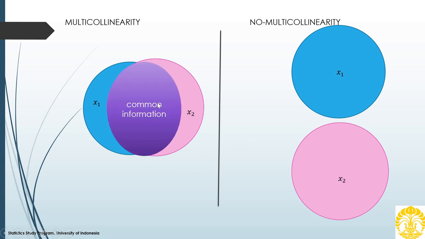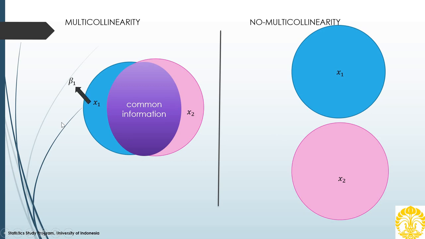Okay. So let's say here the purple one is the common information shared by x1 and x2. The blue part here is only explained by x1, that cannot be explained by x2. The light purple here is only explained by x2, cannot be explained by x1. But the shared, common information here can be explained by both x1 and x2. While for the case with no multicollinearity, we can't really do something like that.